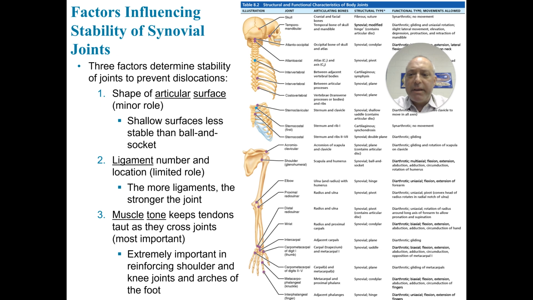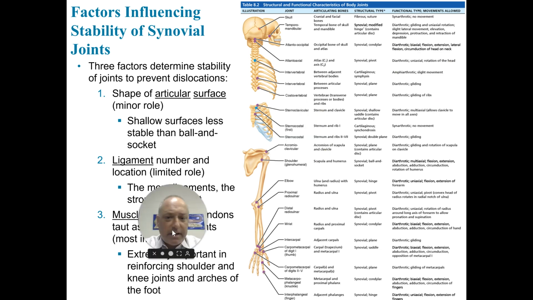So the stability of the synovial joint has a few factors. The first one is the shape of the articular surface. So a shallow surface would be less stable than a ball and socket. There are also ligaments. The more ligaments, the stronger the joint. Muscle tone. The more muscle tone, the more stable the joint will be.